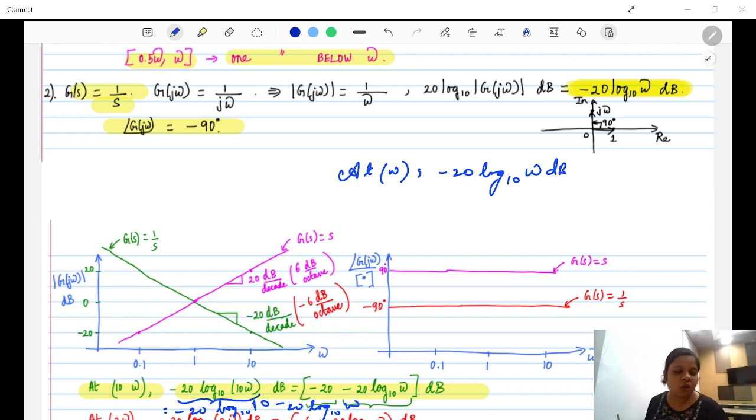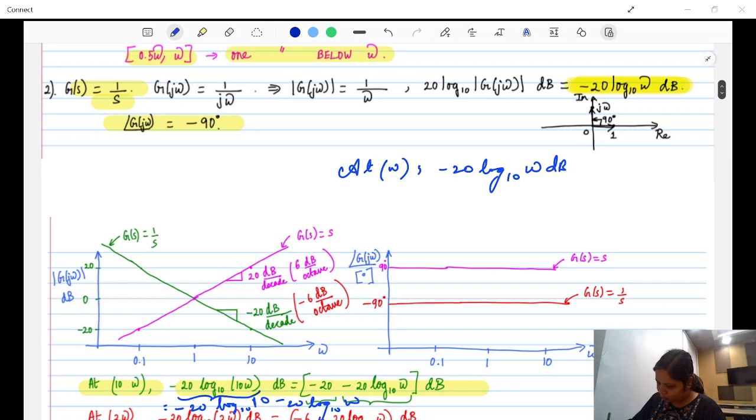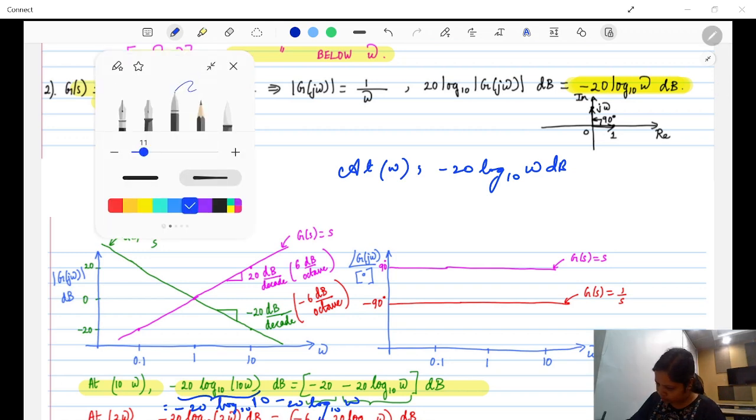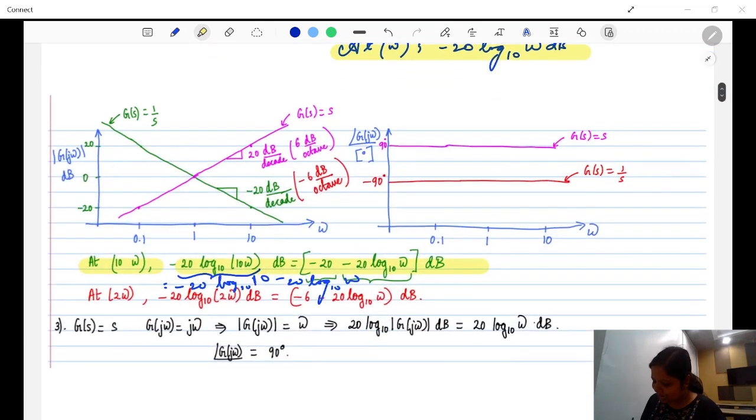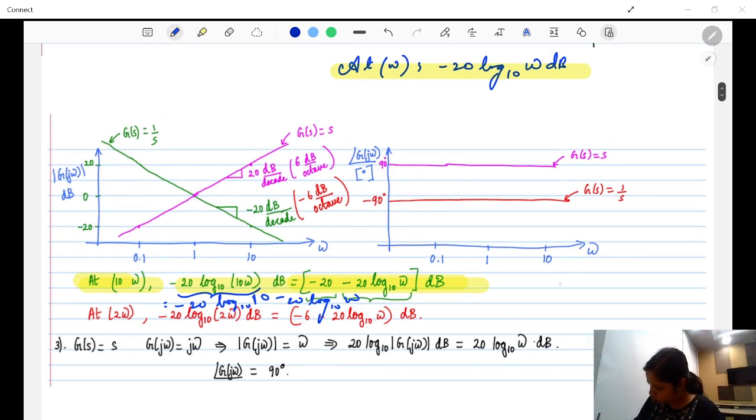Log A into B is log A plus log B. That's why, you see at omega, it was minus 20 log 10 omega, whereas at 10 omega, it is minus 20 minus 20 log 10 omega. So you see, as we went from omega to 10 omega, the slope that we fell by is minus 20 dB per decade, right?